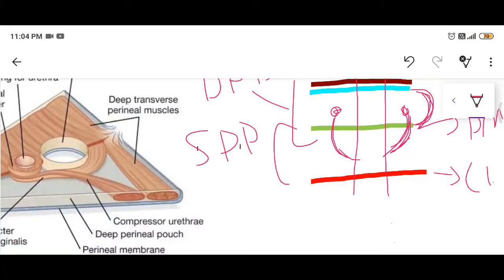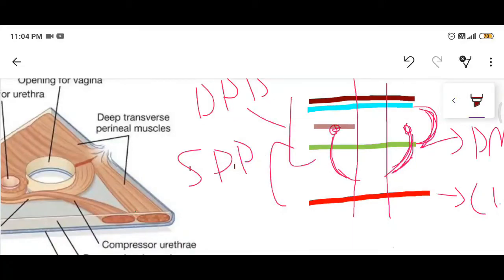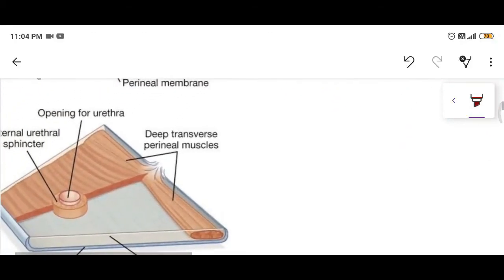The third content for the male is the deep transverse perineal muscle. As you can see, here we have the deep transverse perineal muscle. This is your opening for the urethra, and here you will have your corpus gland.